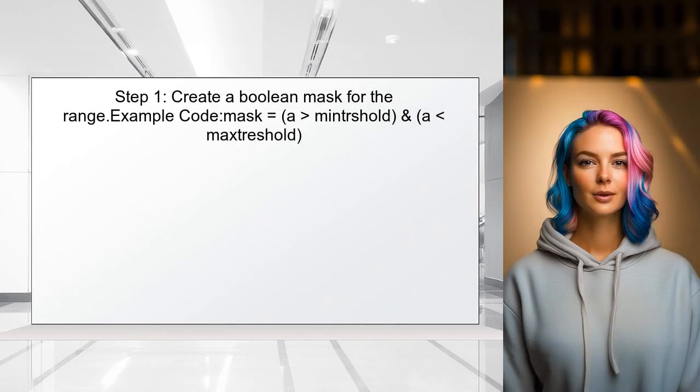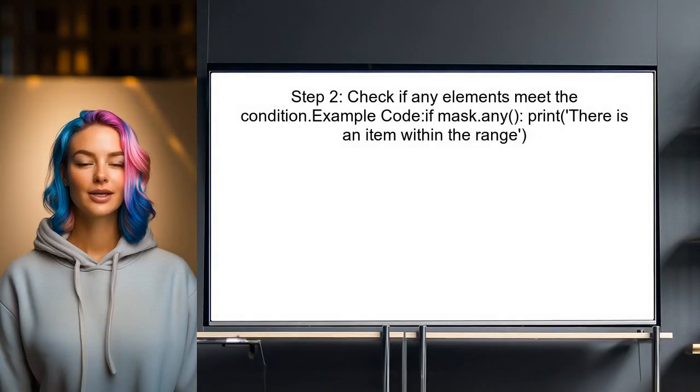To check if a NumPy array contains an item within a specified range, the user can use a more efficient approach with Boolean indexing. First, we will create a Boolean mask that identifies the elements within the range. Next, the user can directly check if any elements in the array meet the condition using the NumPy function any. This simplifies the process significantly.